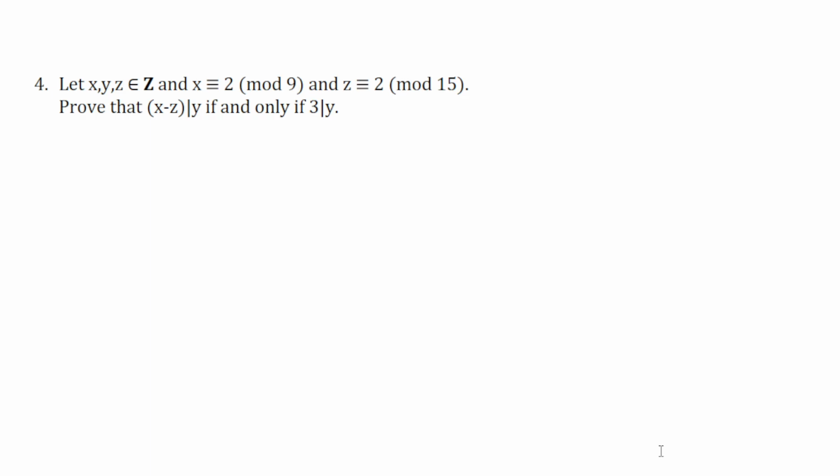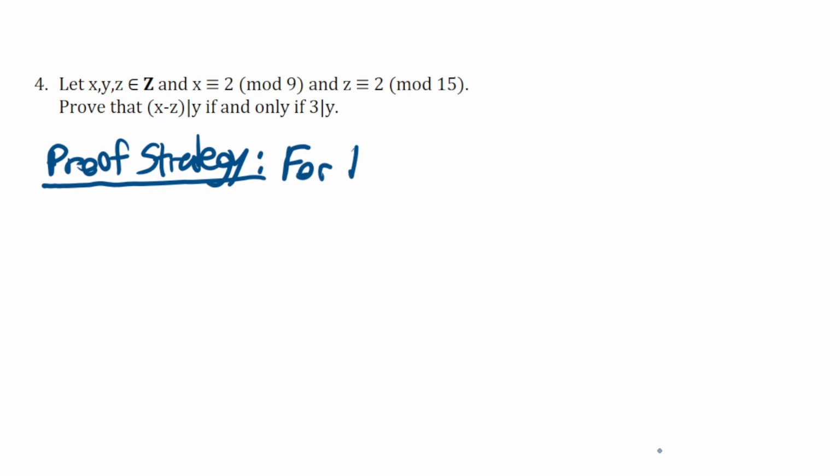All right, let's look at problem 4. So we have x, y, and z are integers, and x is congruent to 2 modulus 9, and z is congruent to 2 modulus 15. So we need to prove that x minus z divides y if and only if 3 divides y. So for this problem, it'll be beneficial if we first write out a proof strategy. So we have a biconditional here because we have if and only if. So we need to first figure out how we solve a biconditional.